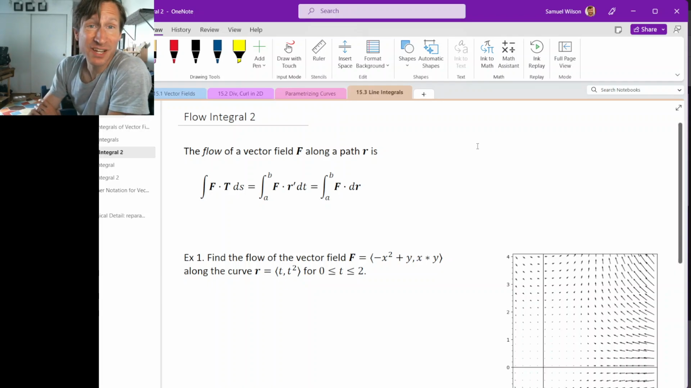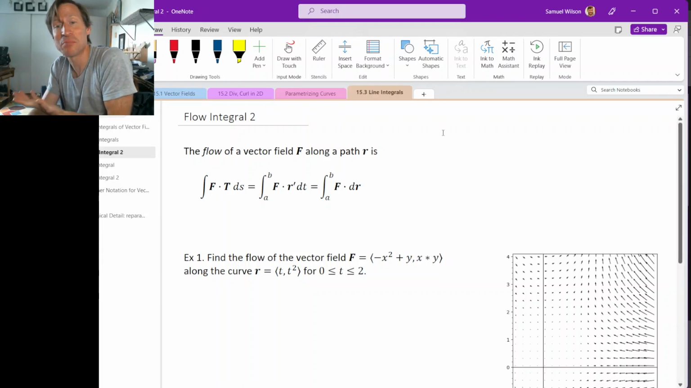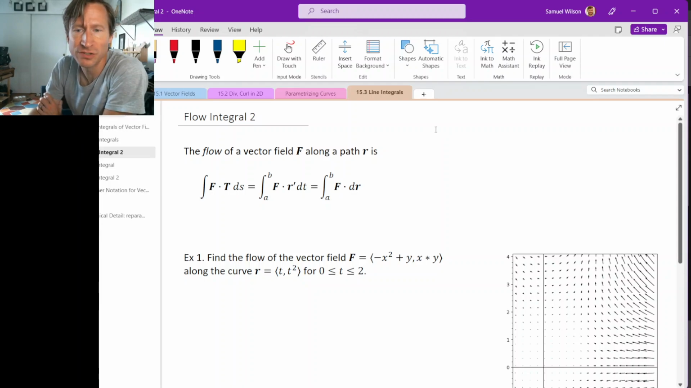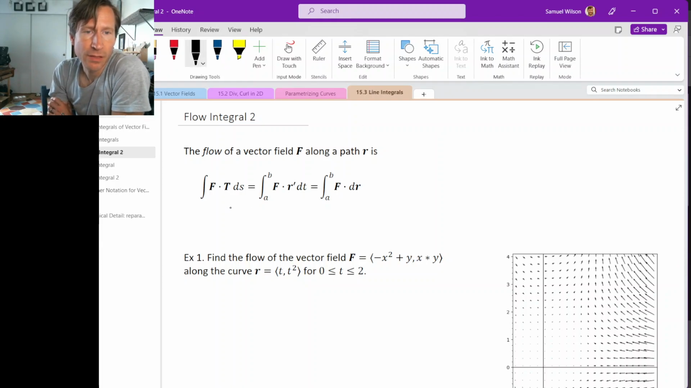Okay, so we've successfully invented an integral that we feel represents the flow of a vector field along a path. So let's go ahead and compute a couple of these. Our general idea for what this flow integral should be is the integral of F dot unit tangent ds.